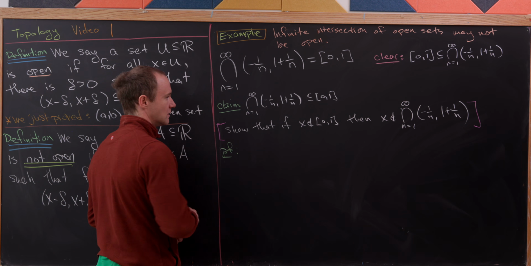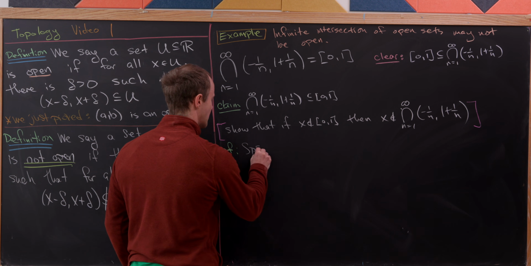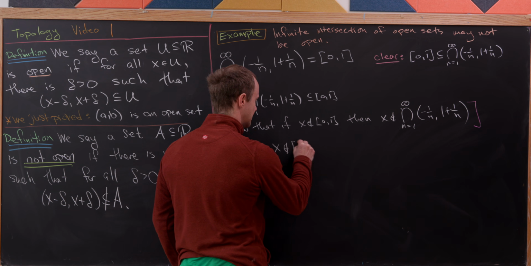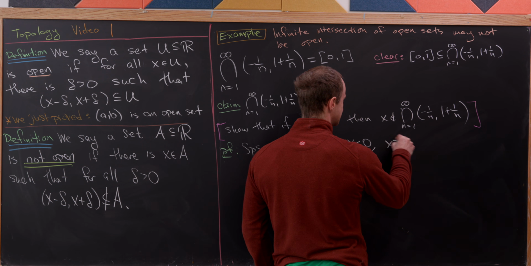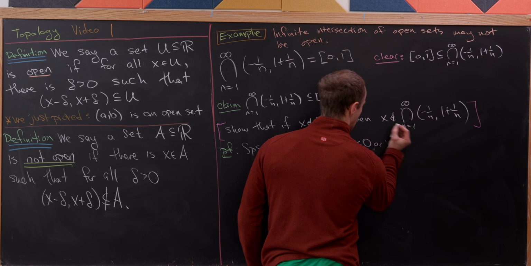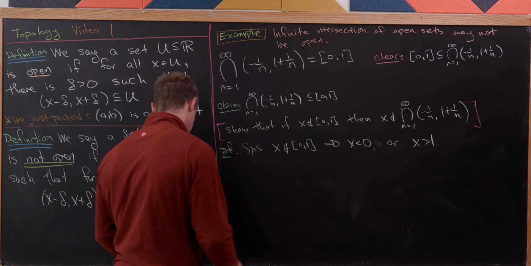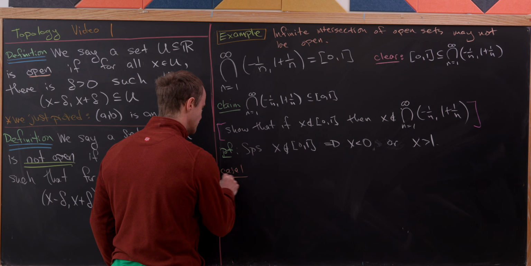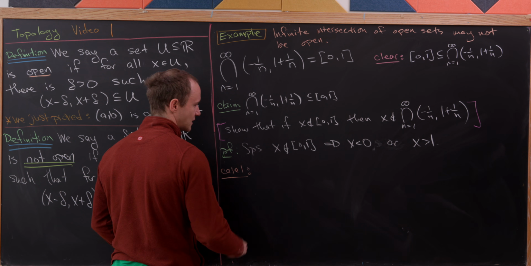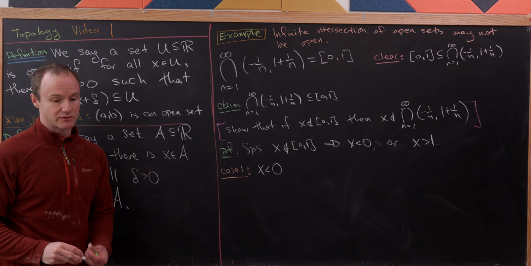Okay, so let's start with that contrapositive proof. Let's suppose that x is not in the set from 0 to 1. But that means that x is either strictly less than 0 or x is strictly bigger than 1. So let's break these into cases. Maybe I'll do one case and leave the other one as homework. So let's do the case when x is less than 0.